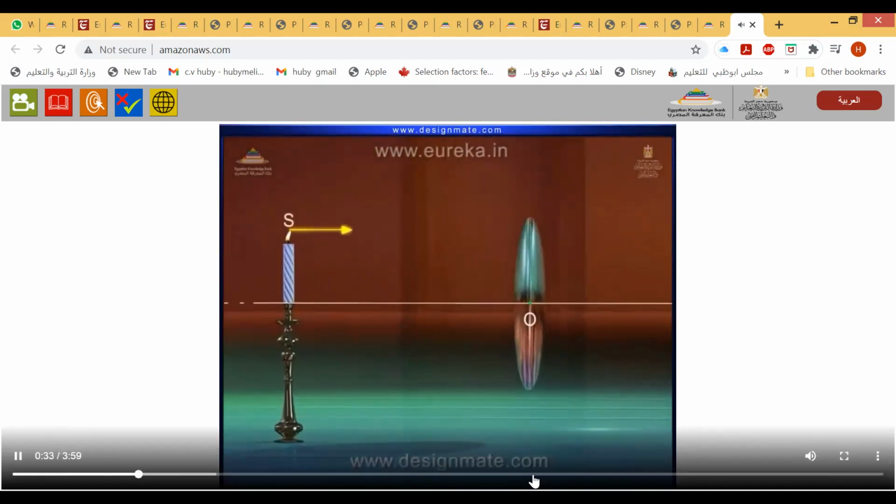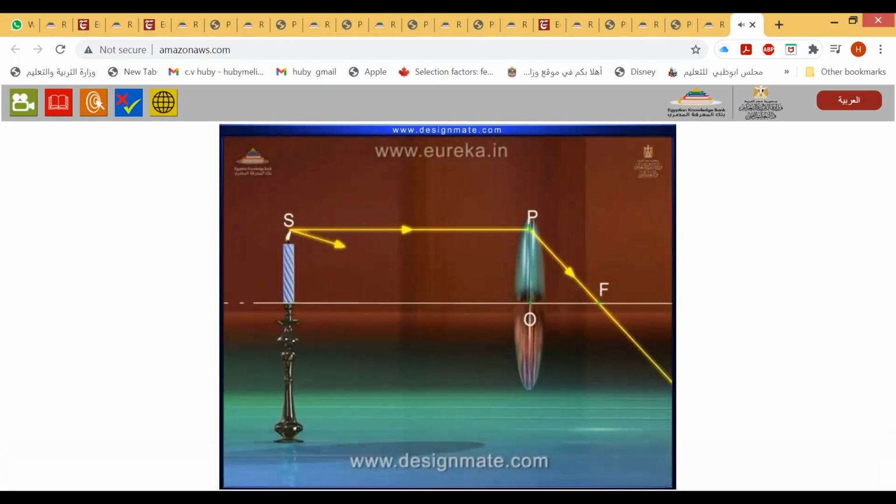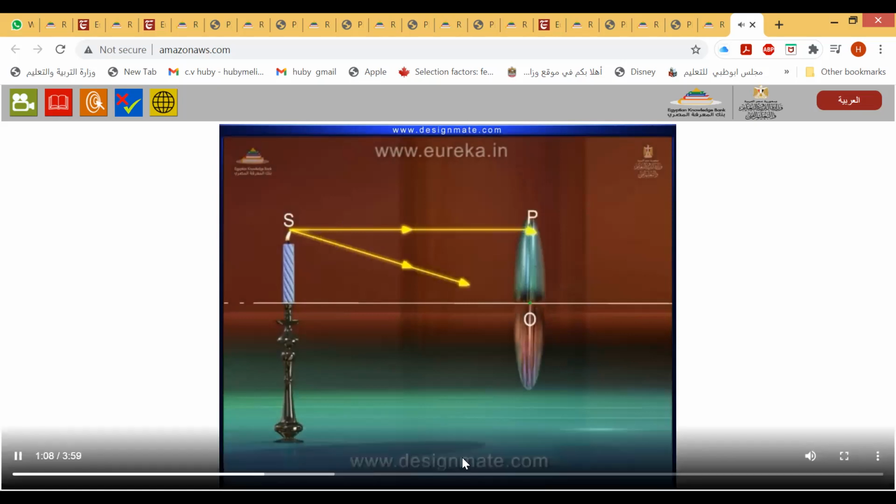A ray emitted from the top S of the candle travels parallel to the principal axis and reaches the lens at point P. Then it deviates to pass through the focal point F of the lens. Another ray from the top of the candle passes through the optical center O of the lens and travels straight to intersect with the previous ray at a point S dash. An image is formed at this point, where two rays coming from the object intersect each other. Hence, we have seen how an image is formed in a convex lens. But the image of an object changes depending on the object's distance from the lens.